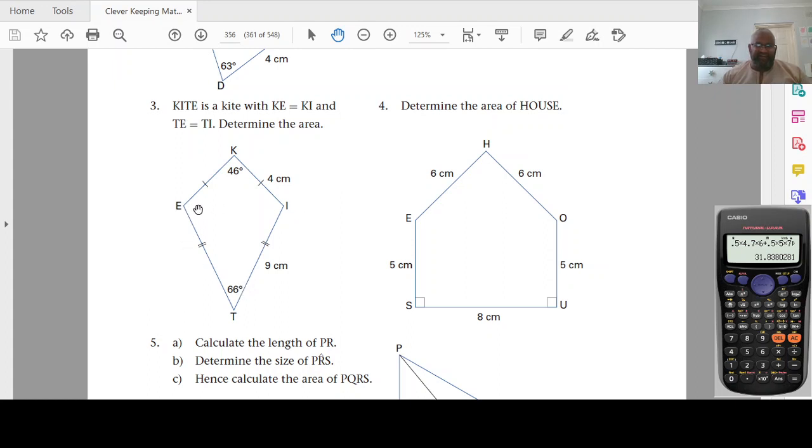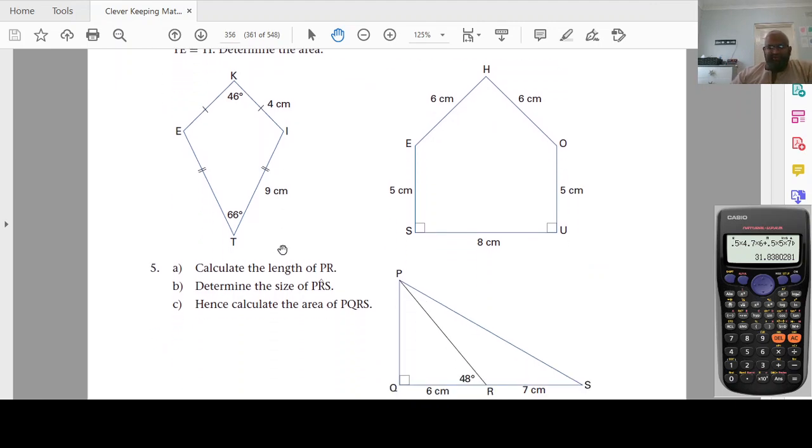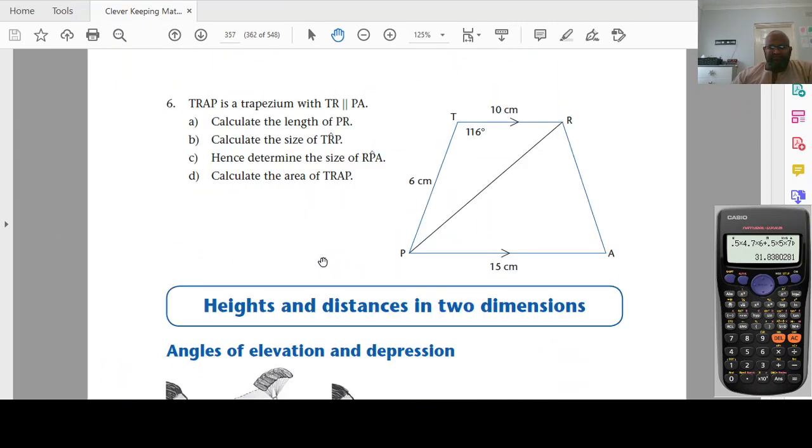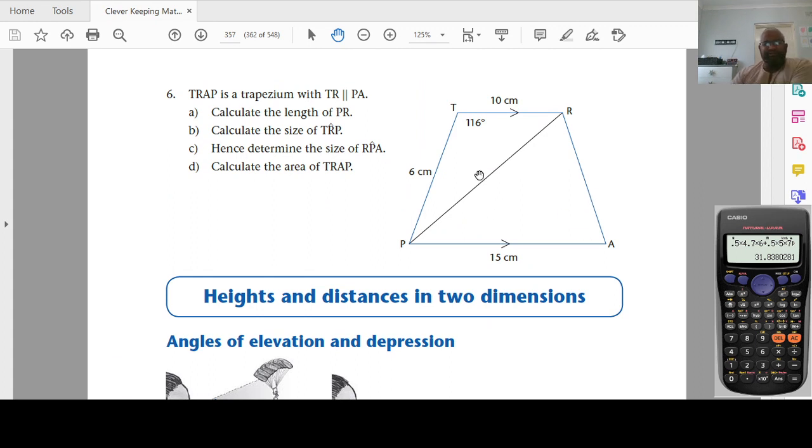Why? Because there's your included angle. So you've got two lengths and an included angle. So you work out the area of triangle KEI and then EIT, and then you add those two together. Here we divide here, EO. We will have a triangle and a square there. There's a nice question, question 5. And then question 6 is your trapezoid, your trapezium. This question as well leads you through what you need to do in order to calculate the area of the trapezoid or the trapezium.